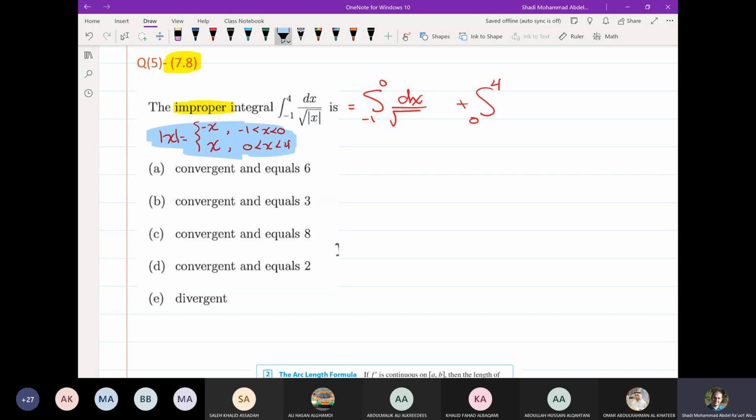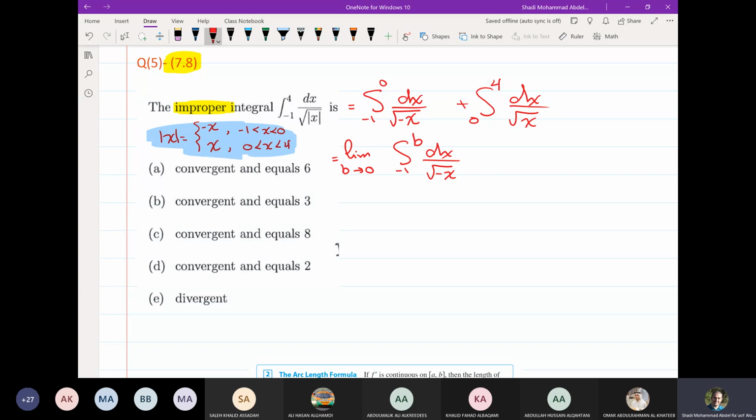Okay. So when I split, the question will be like this. Here you will have minus x, and here you will have dx over the root of x. Now, as an improper integral, you take the limit as b goes to 0 for the first one, from -1 to b of dx over the root of minus x.